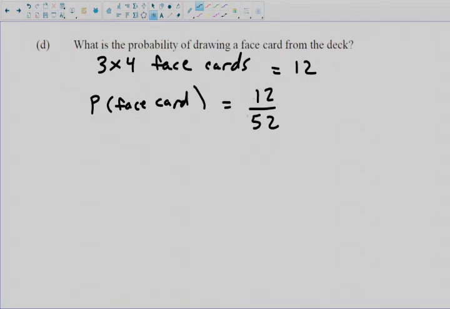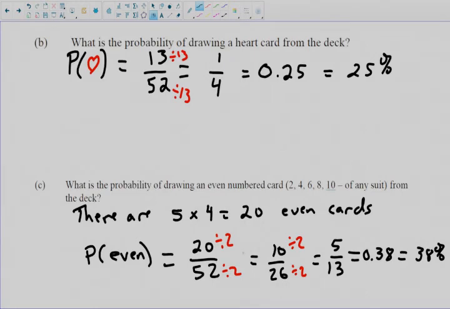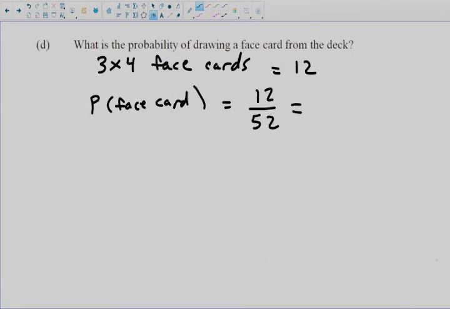And some of you might already understand that there's another way of doing this based on the previous example. Both of these are divisible by 4 again. So just like this one was divisible by 4, we know that 52 divided by 4 is 13. We know that 12 divided by 4 is possible as well. So we end up with 3 over 13.